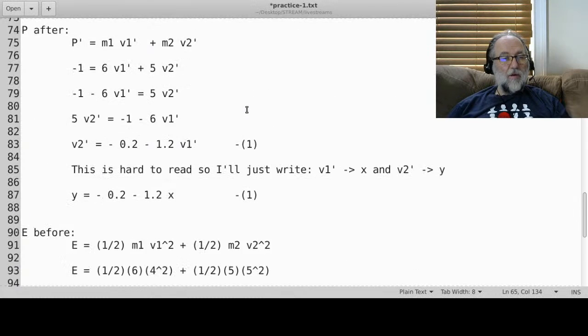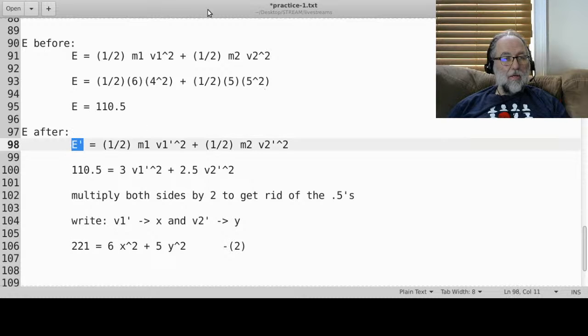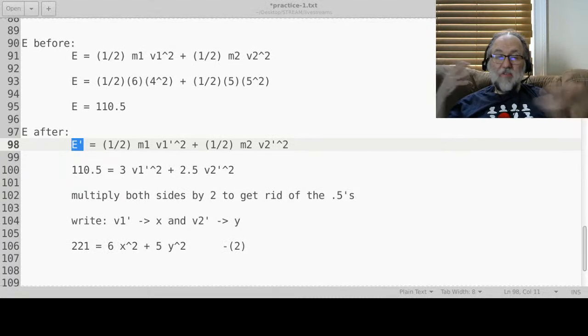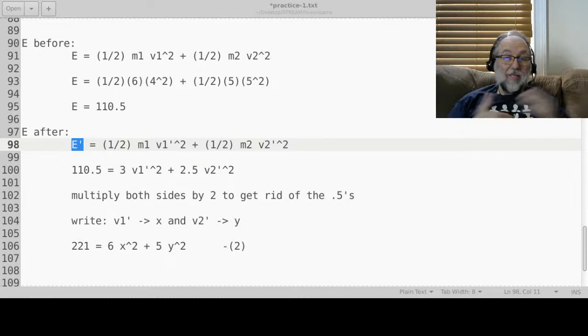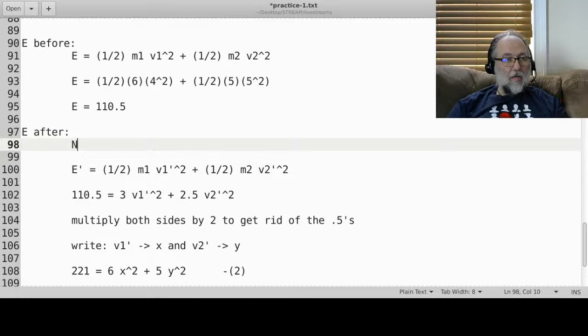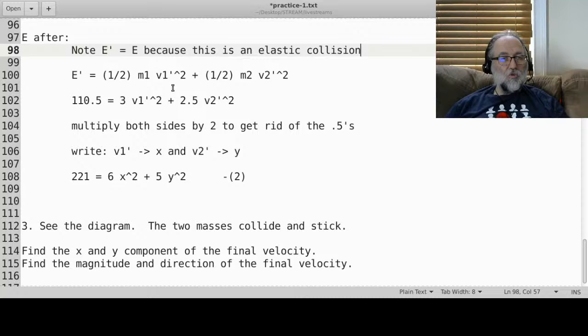Okay, so over here, for E primed, in general, if you say, I don't know if this is elastic or inelastic or what, you can't say that E primed is equal to E because it might have gained energy, it might have lost energy. In this case, we can say that E primed is equal to E because it's elastic. In fact, I could even write that in here, okay? So maybe I'll just say, note E primed is equal to E because this is an elastic collision. All right? So there it is.